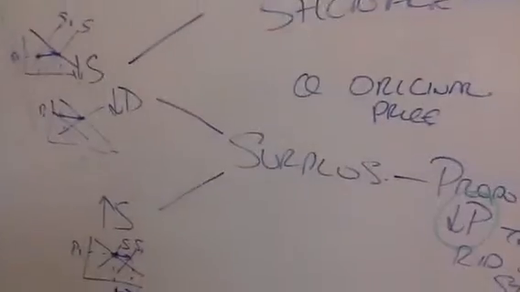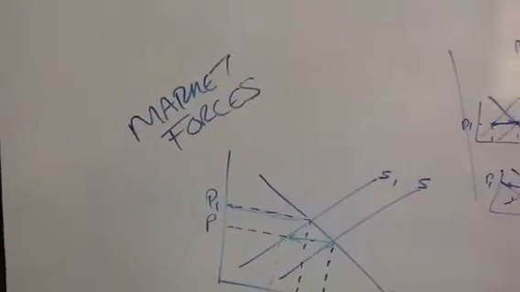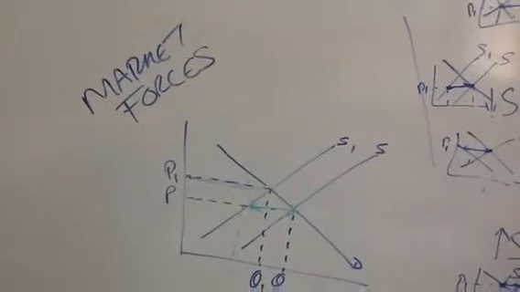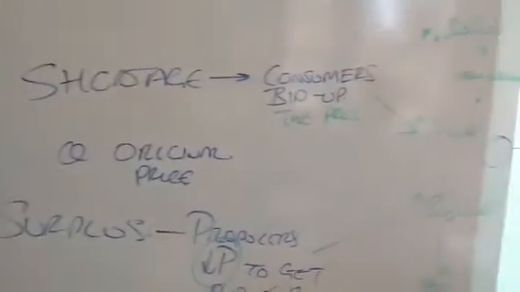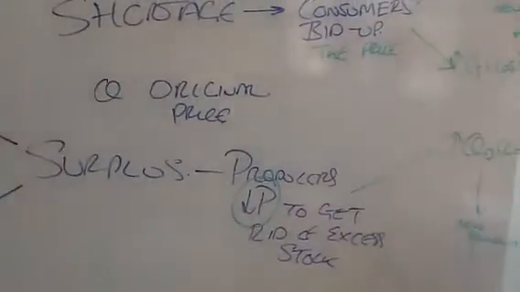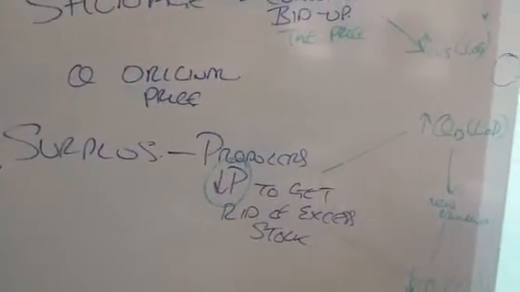And that's basically how you explain how market forces move from one equilibrium to a new equilibrium. All you have to decide is is there a shortage or a surplus at the original price? If there's a shortage, consumers bid up the price, etc. If there's a surplus, producers reduce the price to get rid of excess stock, etc. Dead easy.